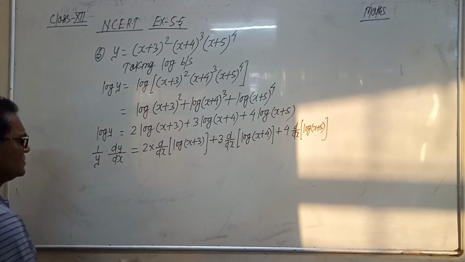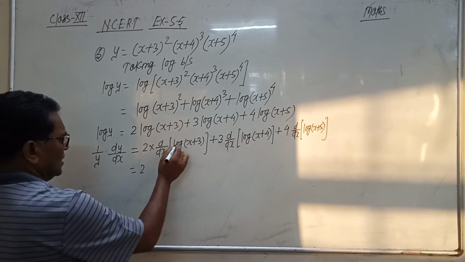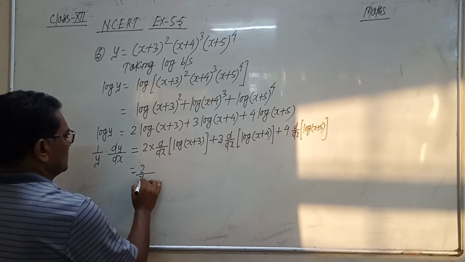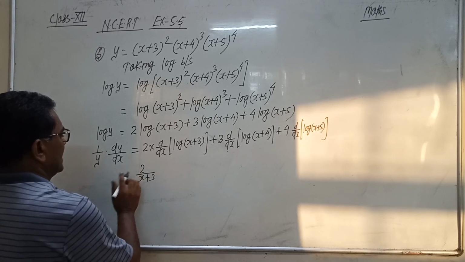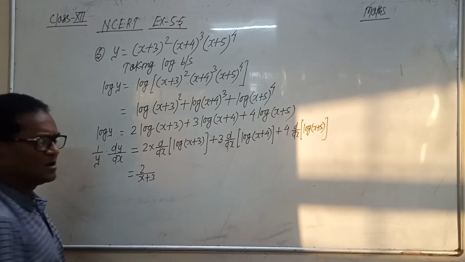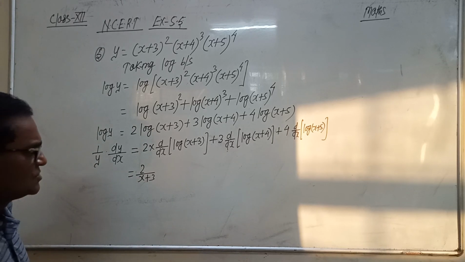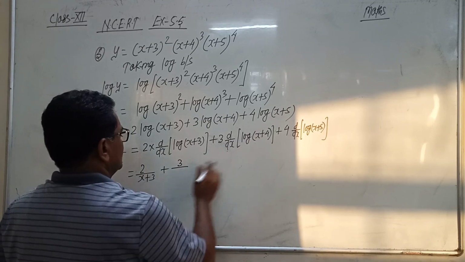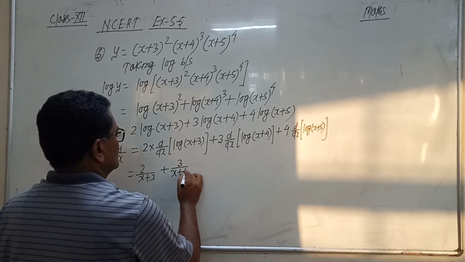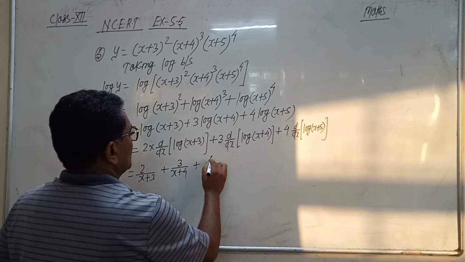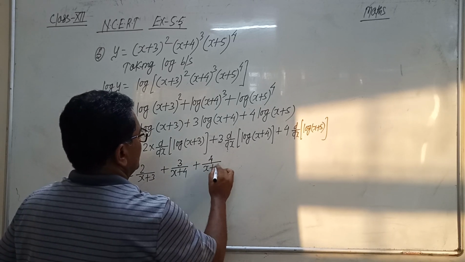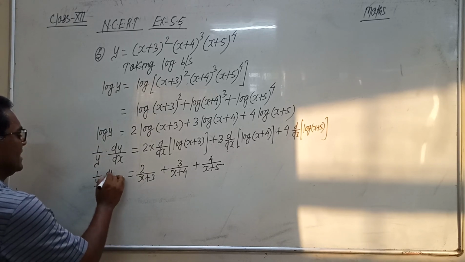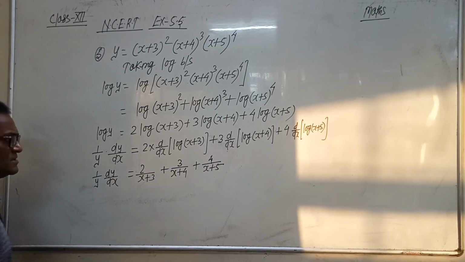Now differentiate the right side. Differentiation of log (x plus 3) is 1 by (x plus 3), and drop log, differentiation of x is 1 and differentiation of 3 is 0. Plus 3 upon, differentiation of log (x plus 4) becomes 1 by (x plus 4), plus 4 upon, it comes to be 1 by (x plus 5). And on the left side 1 by y and dy by dx.